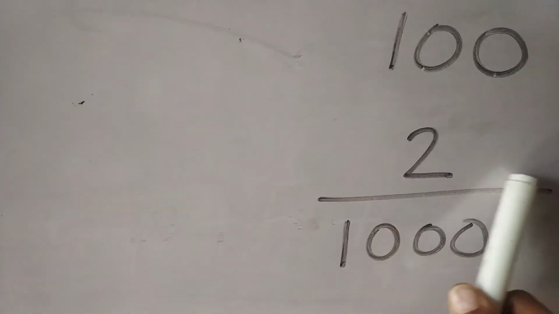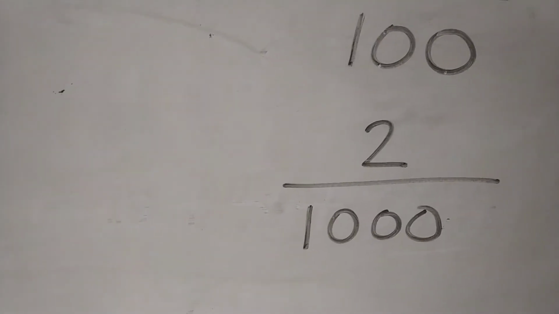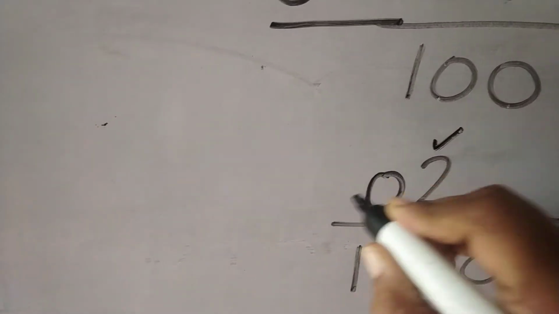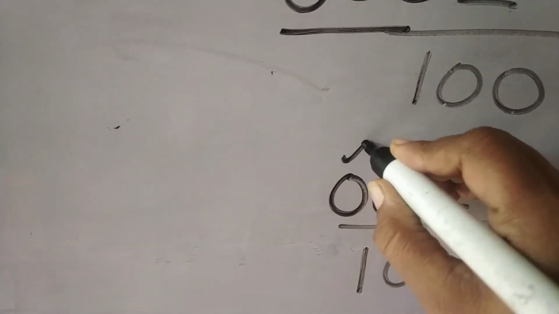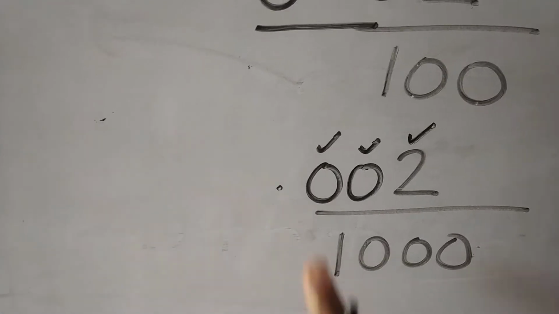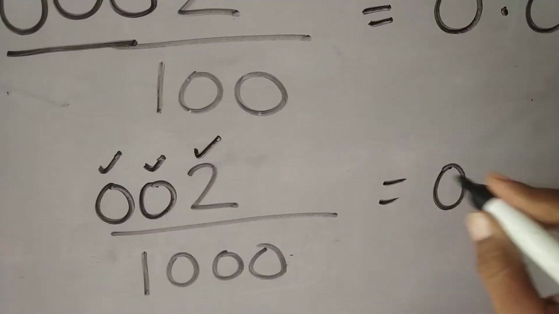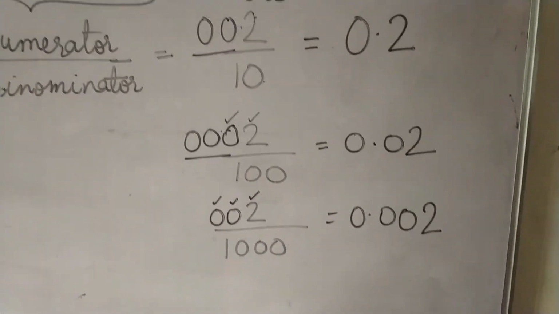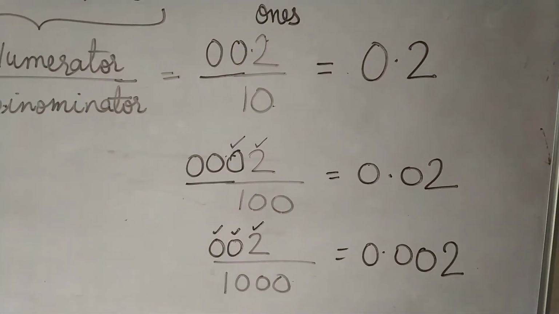In the third situation, 3 zeros are given in the denominator, so before 3 numbers I have to put my decimal. After these 3 numbers I'll put my decimal here. So my answer will be 0.002. Like this we have formed the decimal numbers.